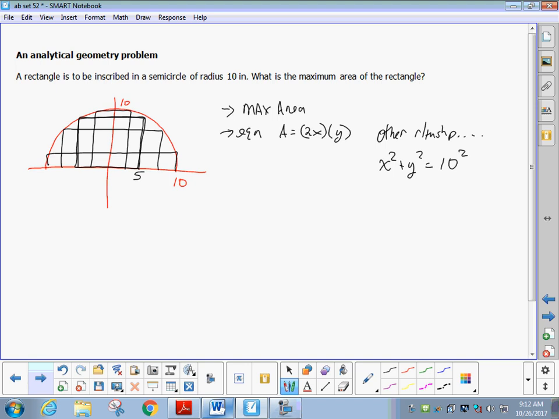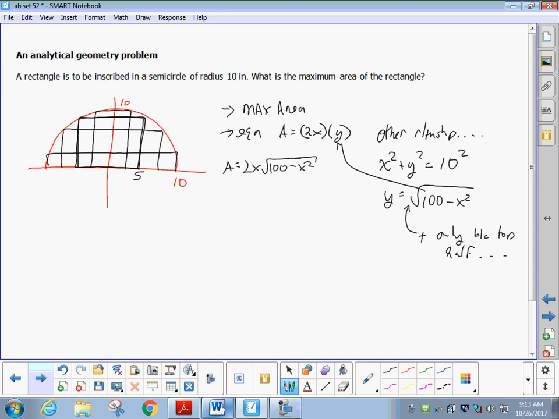Now it's up to you which one you use, but I'm going to use y. Y is the square root of 100 minus x squared. Notice it's positive only because it's the top half of the circle. Okay, so then if I substitute that in, my area equation becomes 2x root 100 minus x squared. All right, now I have an equation of two variables, not three. Calculus is ready now. I want to find where A prime goes.